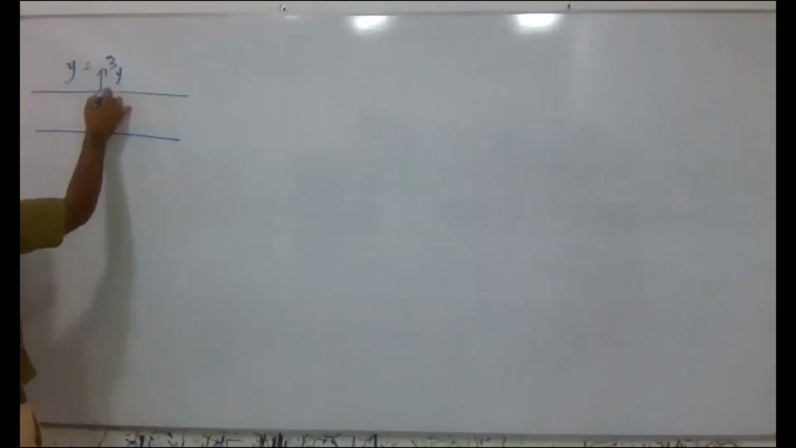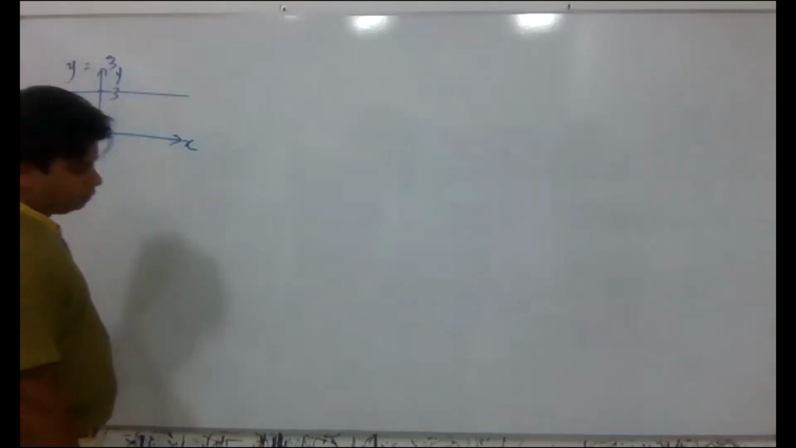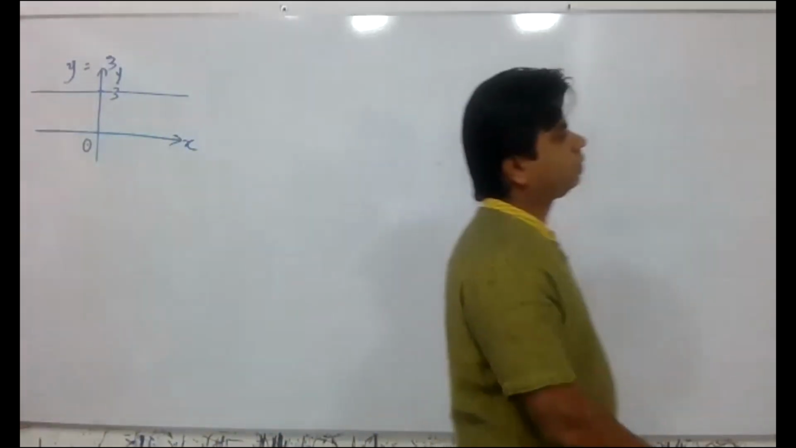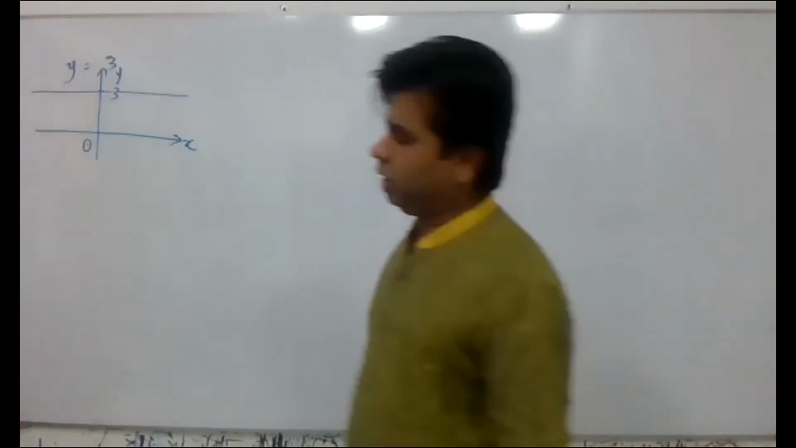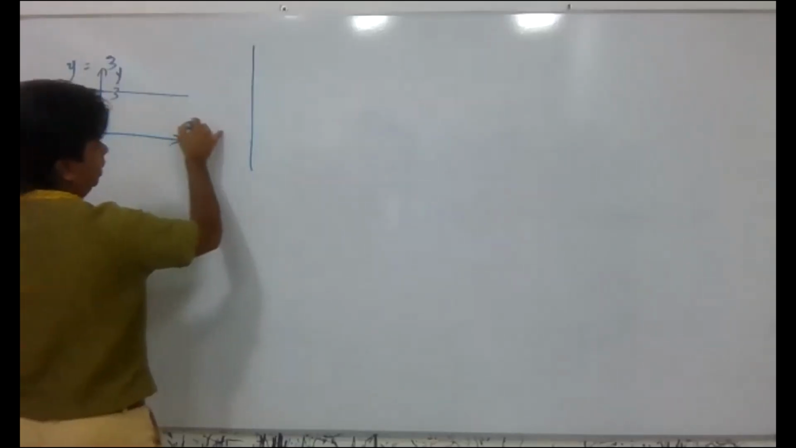Sir, what is the gradient of this line, y equals 3? The gradient is 0 because there is no slope, right? No slope means 0, right? Now, you know that when you go for a function like this, right?